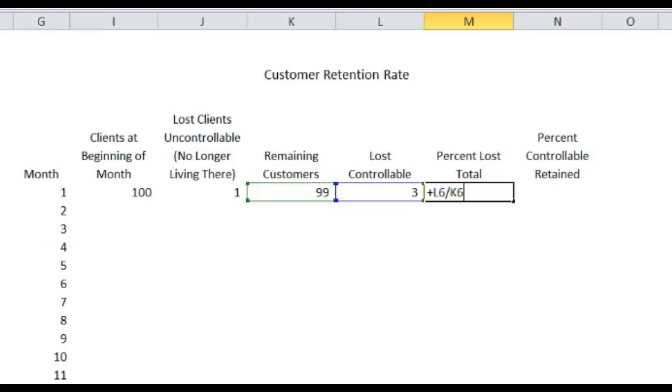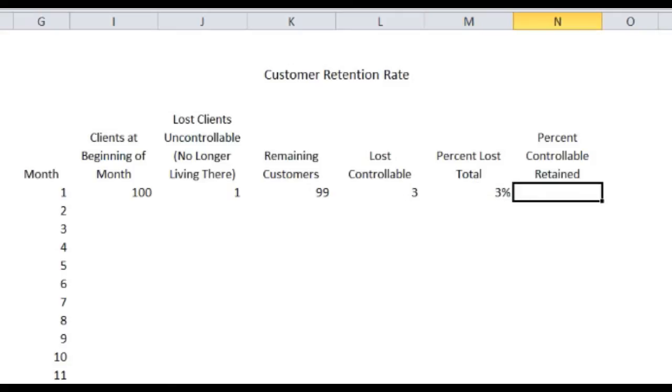Okay, we're going to calculate first a percent loss total, which is the three divided by 99, which gives us a 3% loss rate. So the retention rate is basically 1 minus that number. So I'm going to take the 3% and subtract, or take 1 and subtract that number from it, which gives us 97%. So for this particular month, we had a 97% retention rate.